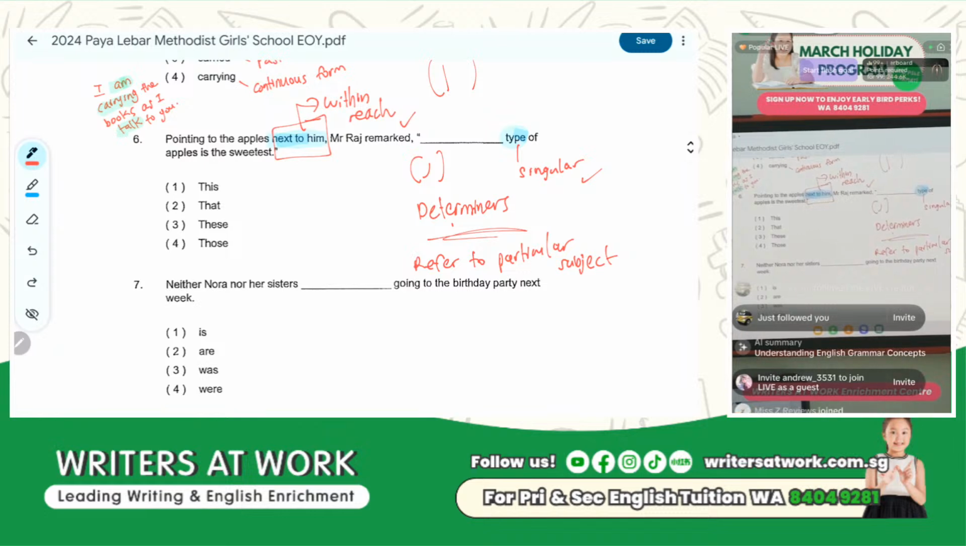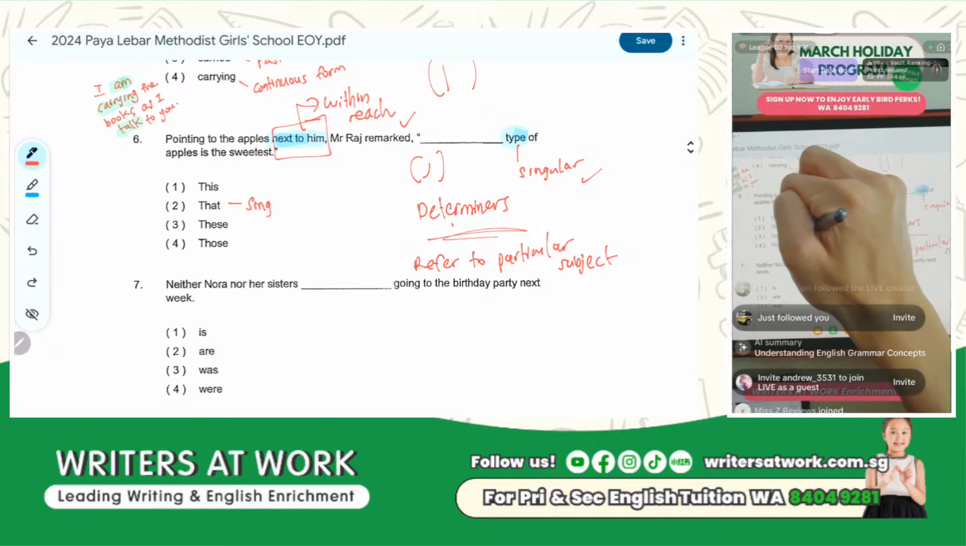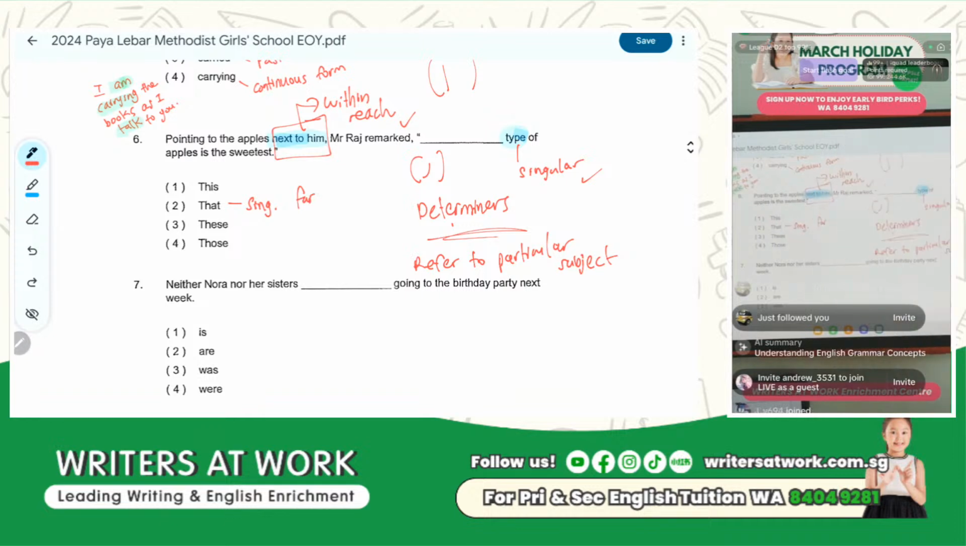Okay, when we use that, it's also used for singular subject, but it's for far away objects. For example, grandfather could point at an aeroplane and say, "That was the aeroplane I took when I was younger." Okay, so you can see that he cannot touch it. That's why we use that.